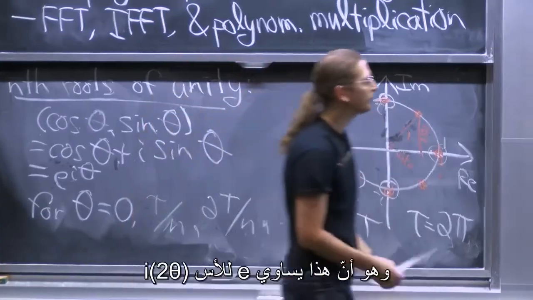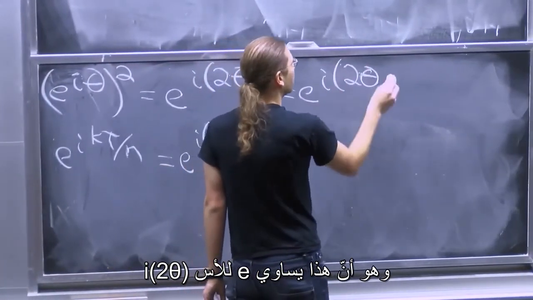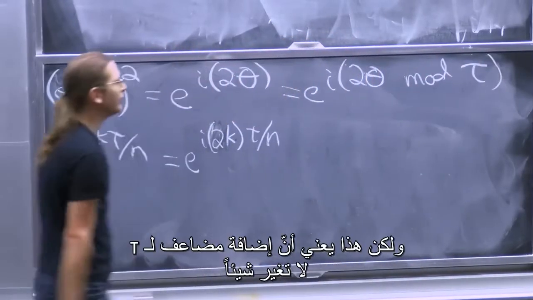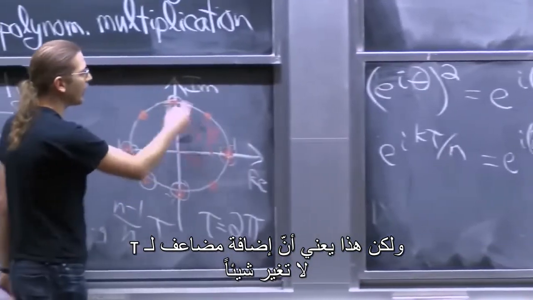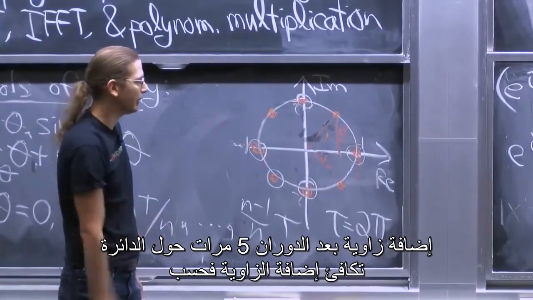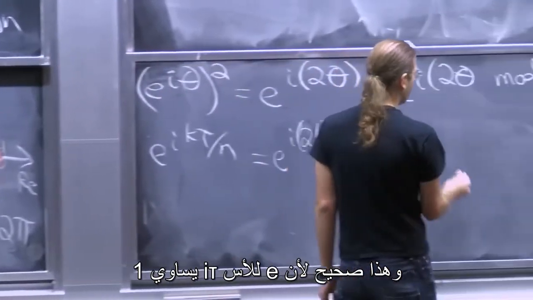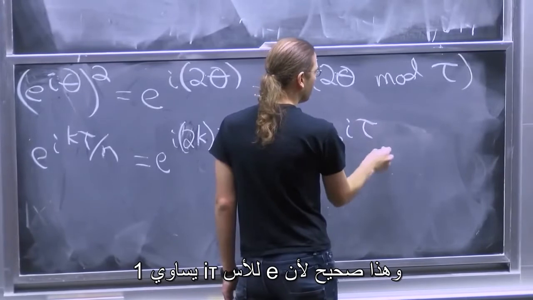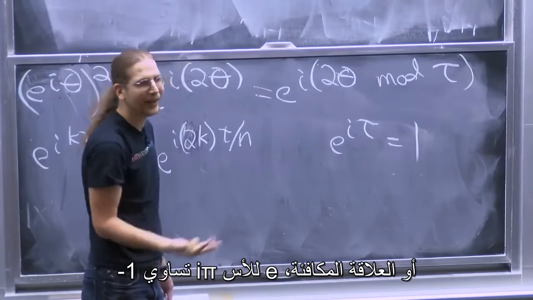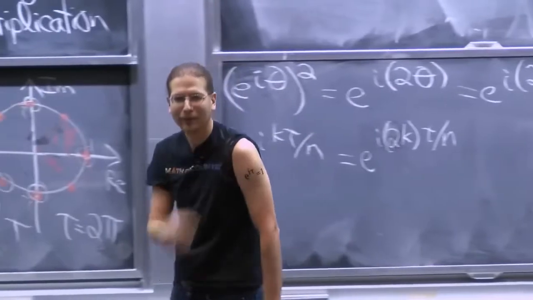So there's another thing going on, which is really, this is e to the i times 2 theta mod tau. Usually we think of mods relative to integers, but what I mean is every time I add a multiple of tau, nothing changes. If I go around the circle 5 times and then do something, it's the same as just doing the something. Okay, so I kind of need that. And this is true because e to the i tau equals 1. You may know it as e to the i pi equals -1, but clearly this is the superior formula. So superior, I got it tattooed on my other arm.